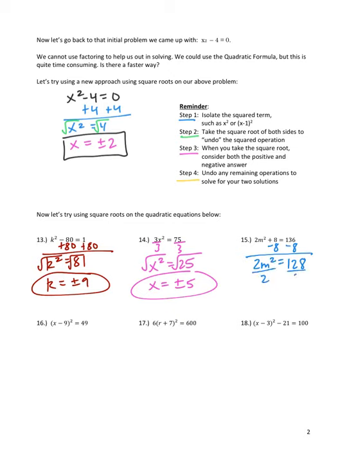Now let's divide 128 by 2. We end up getting m squared equals 64. And then last but not least, we take our square root. So we have m equals a positive or negative 8, since that's the square root of 64.